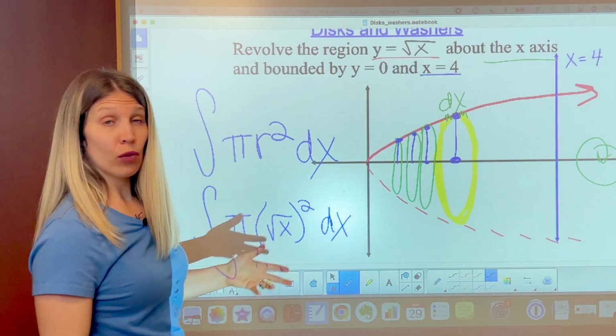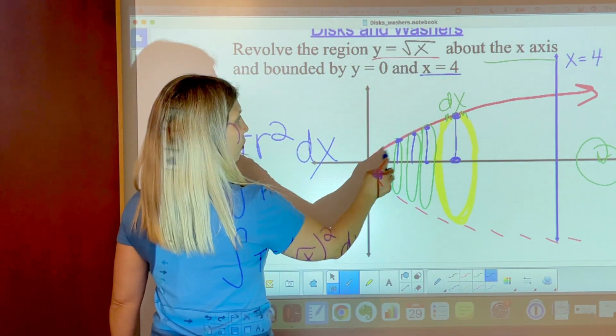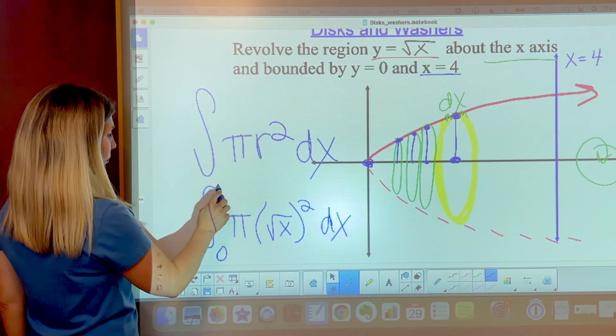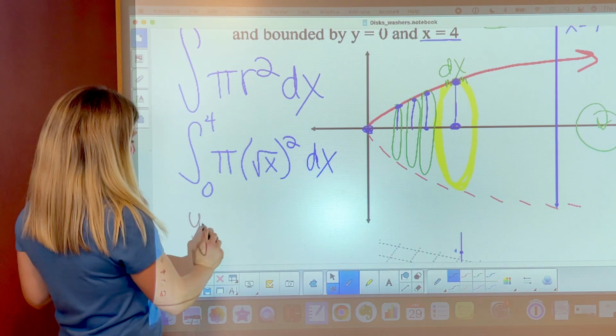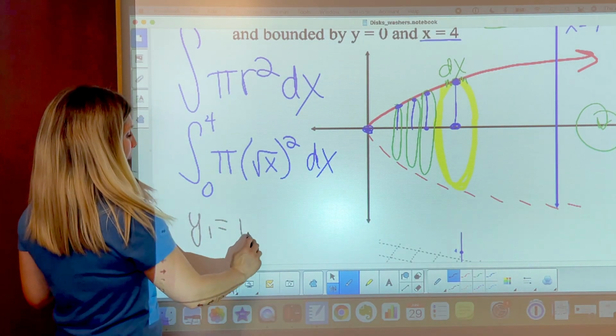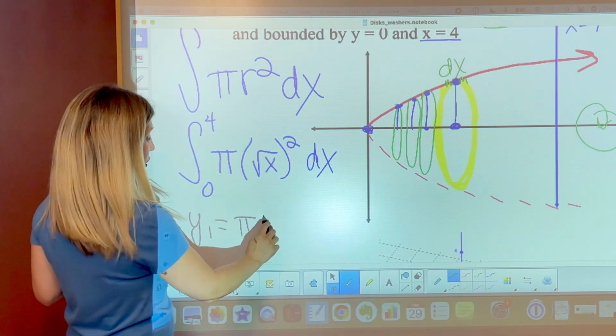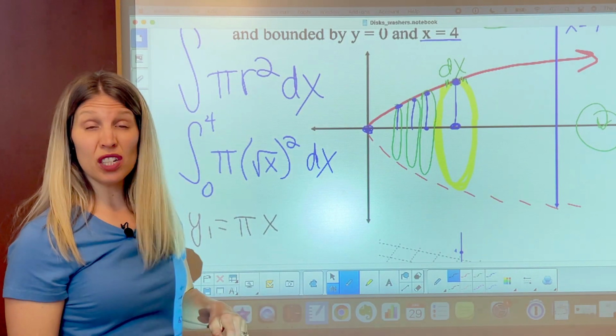Now what are our bounds? We said it's going to start at 0 and go to 4. To solve this problem, you're just going to stick it in your calculator. So in your y1 in your graphing calculator, pi, square root of x squared is just x, and then you're going to evaluate from 0 to 4.